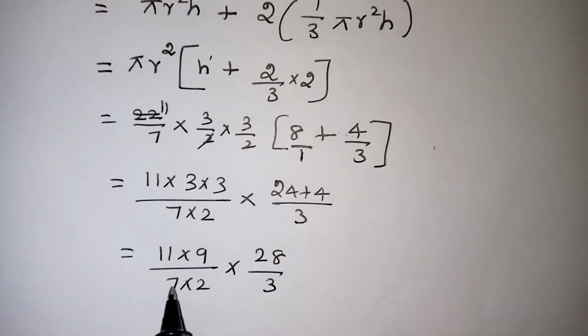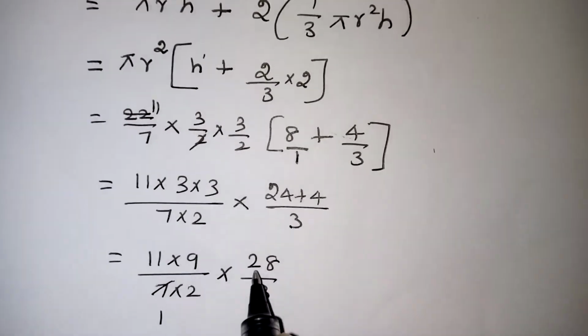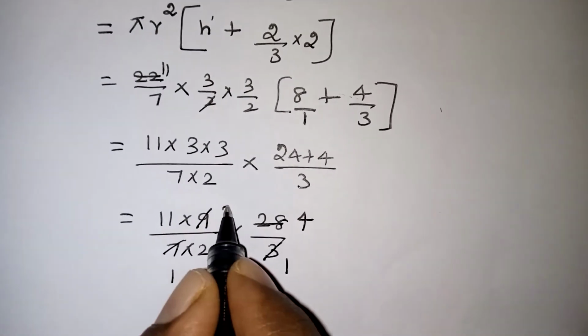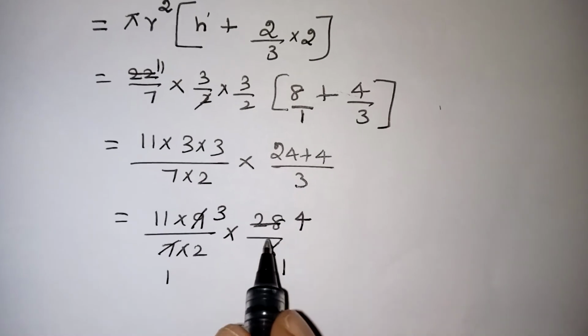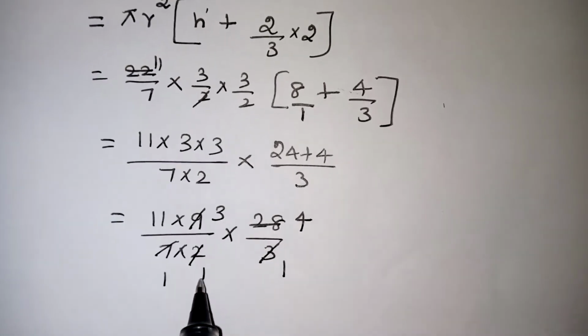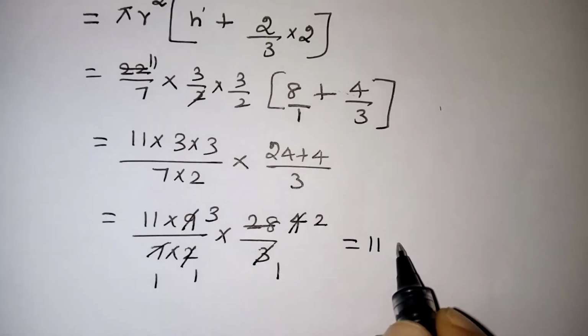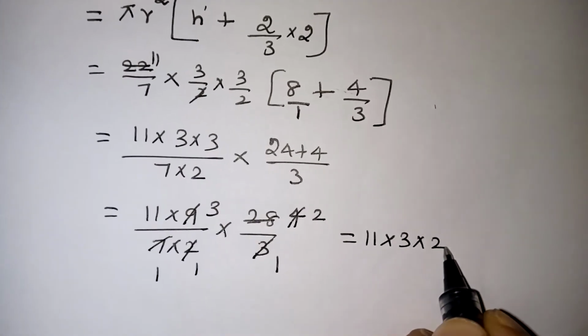7 and 28 will come under 7 table. 7 1s are 7, 7 4s are 28. 3 1s are 3, 3 3s are 9. Again 2 and 4 will come under 2 table. 2 1s are 2, 2 2s are 4. So the remaining values 11 multiplied by 3 and multiplied by 2 we are getting.